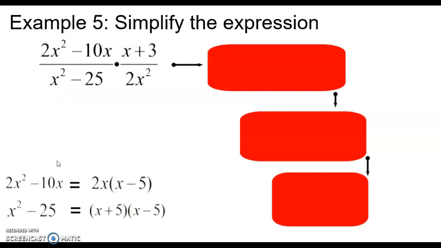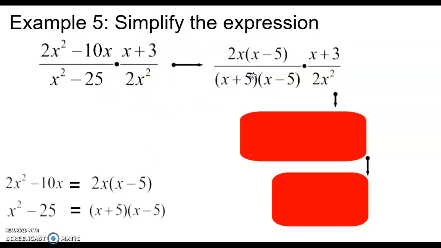It doesn't matter if you write x minus 5 or x plus 5. It doesn't matter the order. Again, if you're struggling with the difference of two squares, go back and look at that previous video. Now, x plus 3 does not factor. 2x squared is just one term, so that does not factor as well. So I'm going to plug in my factored forms. And now we're just multiplying straight across. So if you wanted to rewrite this as one term, you could. Or you could look to just cancel things out as needed.